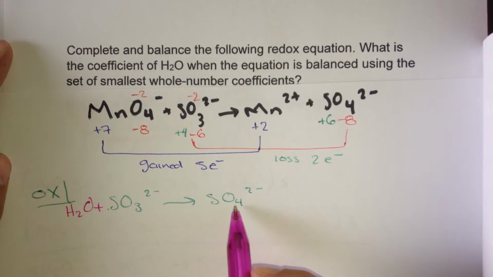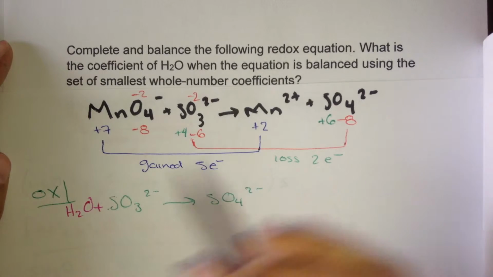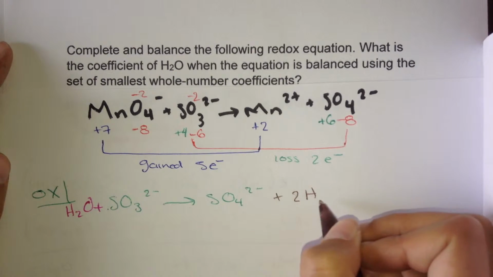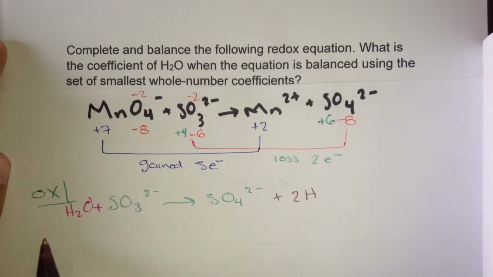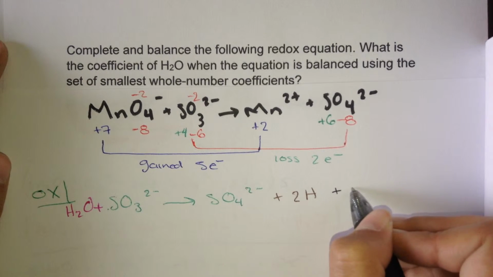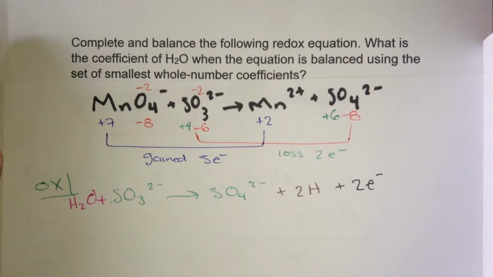Now that our oxygens are balanced, we have to balance our hydrogens. So we add 2 hydrogens on this side. Now that all of our components are balanced, we add the electrons. Since we lost 2 electrons, they are placed on this side of the equation. Now that we're done with this half reaction, we go into our reduction.